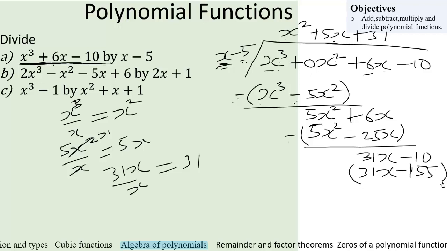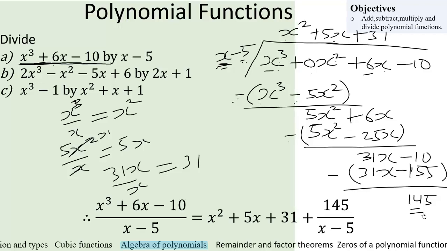So now we subtract, and 31x minus 31x will be 0. Negative 10 minus negative 155 will give us negative 10 plus 155, which is equal to 145. So that will be the remainder, 145.